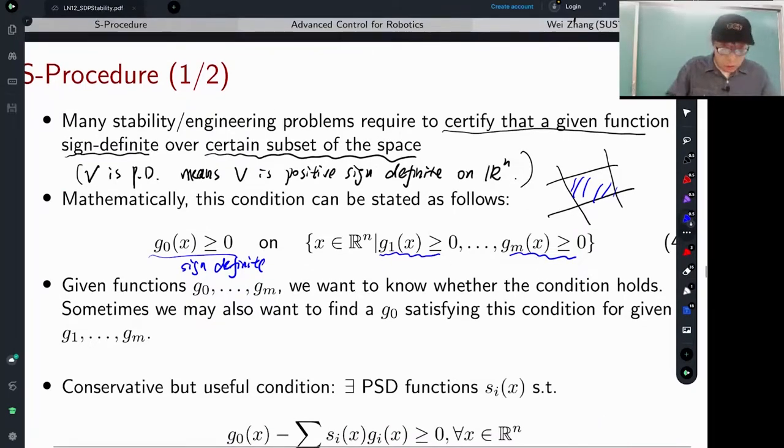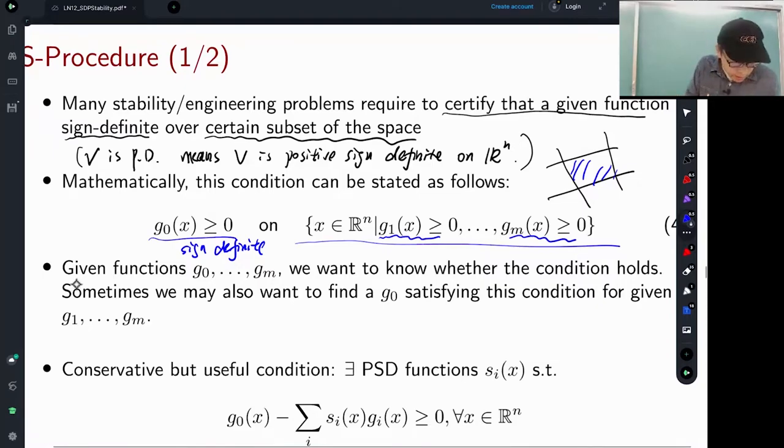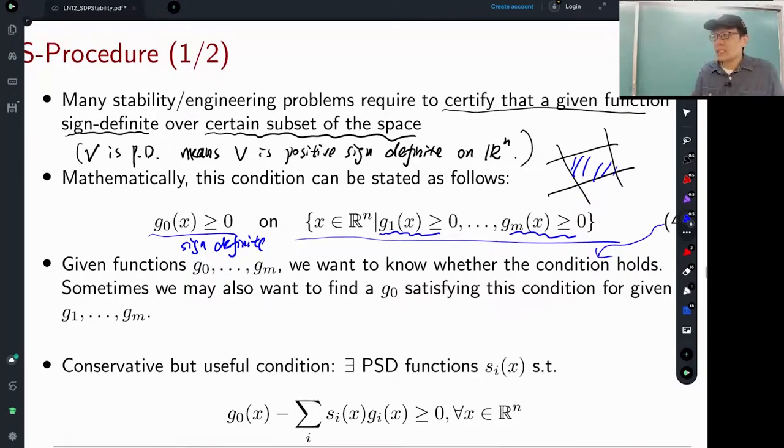In general, I can represent this. Of course, I can call this one G(x) bigger or equal to 0. These are elements, vector 0 in this case. But anyway, let's write it in this form. If I change my wording, it's the following. I'm giving you a few functions, G0 to GM. What I want is to know whether this condition (4) holds. How do you guarantee that? Whenever G1 up to GM are non-negative, I can conclude G0 is non-negative. That's essentially what this condition means.